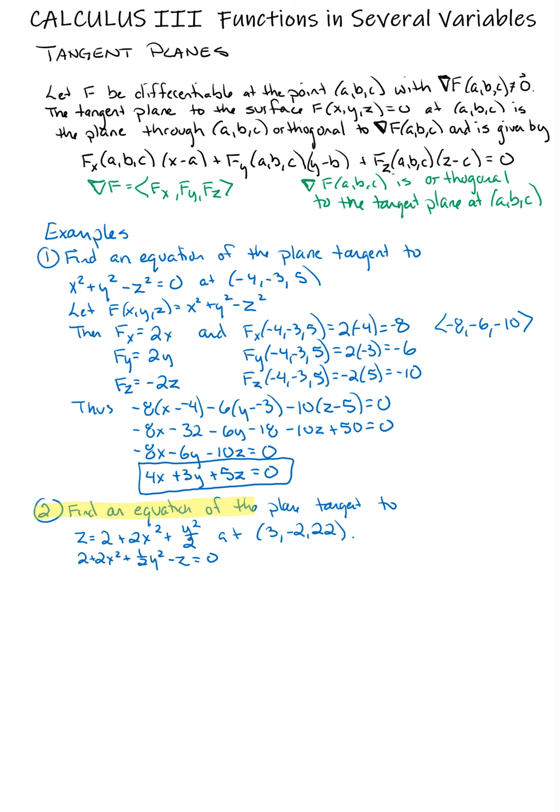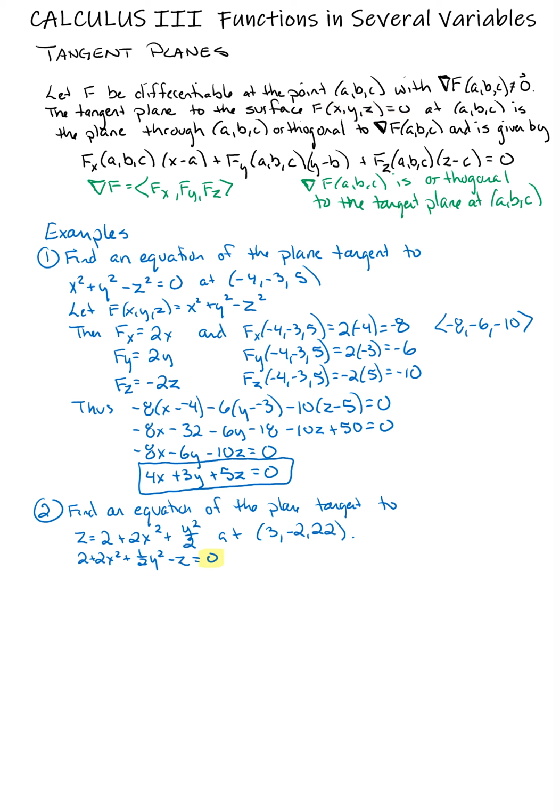On to example 2. Let's find an equation of the plane tangent to z equal to 2 plus 2x squared plus y squared over 2 at 3, negative 2, 22. And I've already done the first step here. Looks like I was thinking ahead. So the first thing you'll notice, I just took this equation and did a couple of things. One, I set it equal to 0. I want it to be equal to 0 because remember up here, f needs to be equal to 0 before we get started. Always going to work out much easier that way.